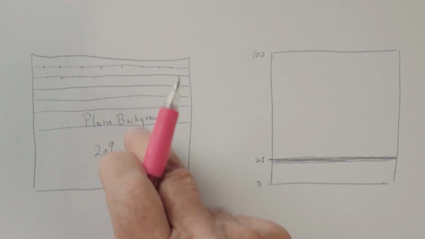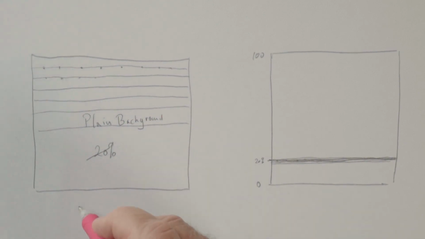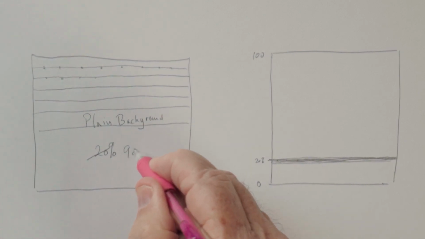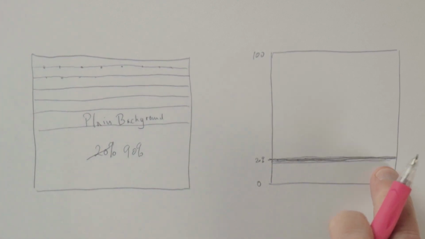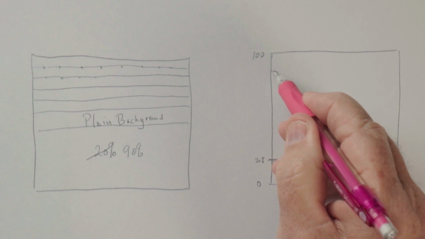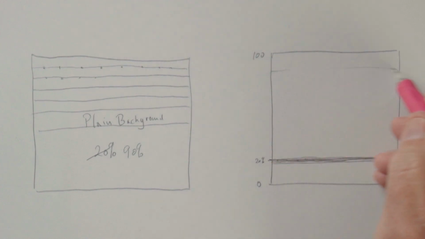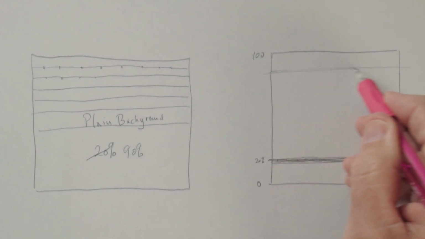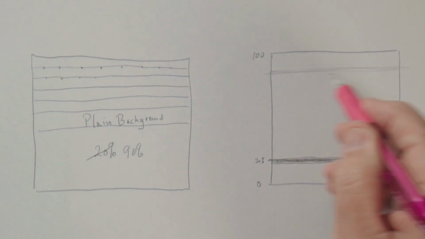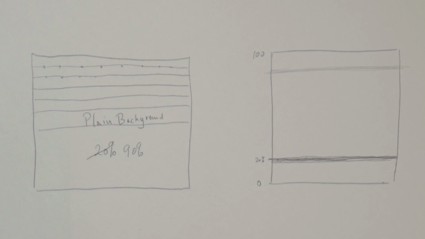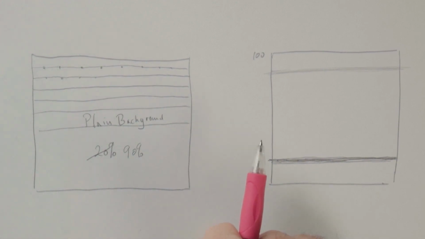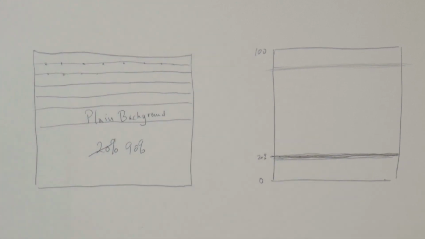Now suppose this was not 20%, suppose this was a white background and was 90%. Well then, instead of getting the line down here, we're going to be getting it across here at 90%. Every one of those lines that we draw is going to give us a line up here at 90%. And we can see that in this example. Let's move on to something a bit more complicated.